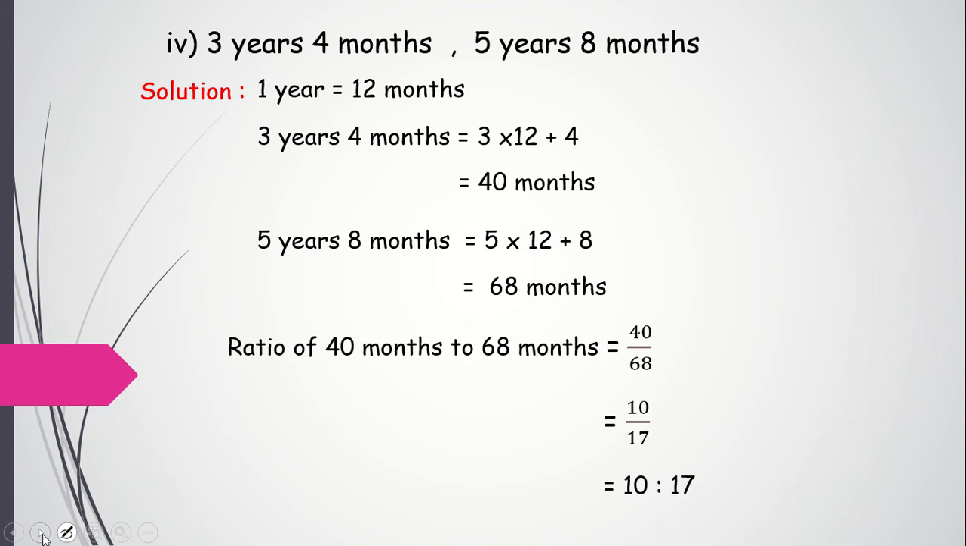40 upon 68 is 10 upon 17, divided by 4. 4 tens are 40. 4 ones are 4. 5, 6, 2 will remain. 4 sevens are 28. So 10 upon 17 or 10:17 is the answer.